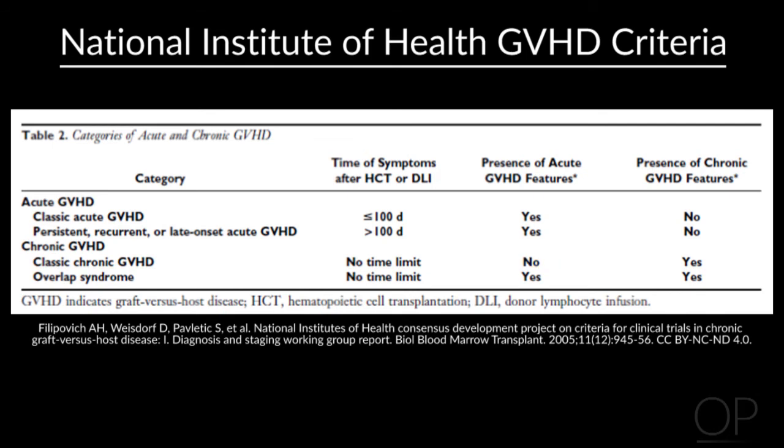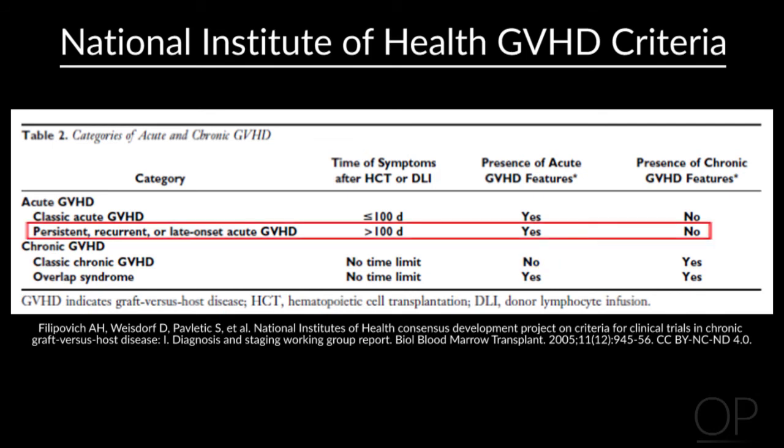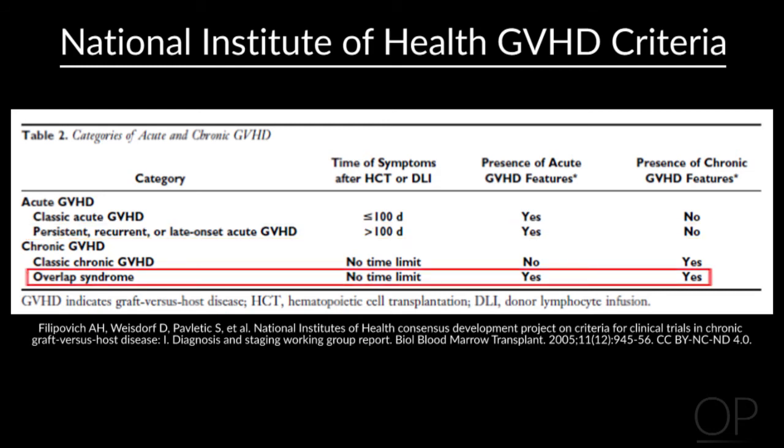The two more muddy categories are the persistent, recurrent, or late onset GVHD in the acute variety, where this happens after day 100, but has all of the features of acute GVHD. So like I was saying, that same horrible rash or terrible bloody diarrhea that happens at day 99, now if it happens at day 105, you're still called acute GVHD, assuming that there are no features of chronic GVHD present. This also accounts for symptoms that start less than day 100, get better, and then recur after day 100.